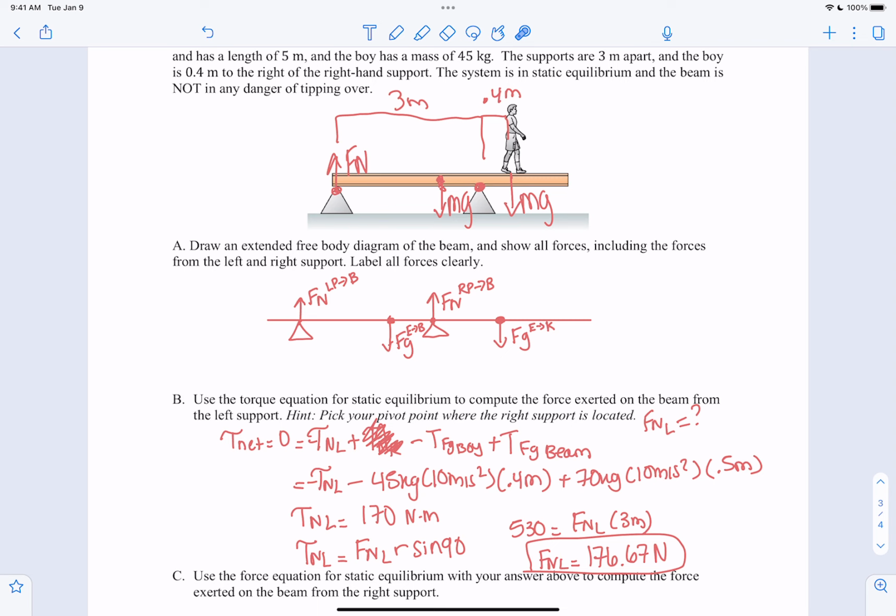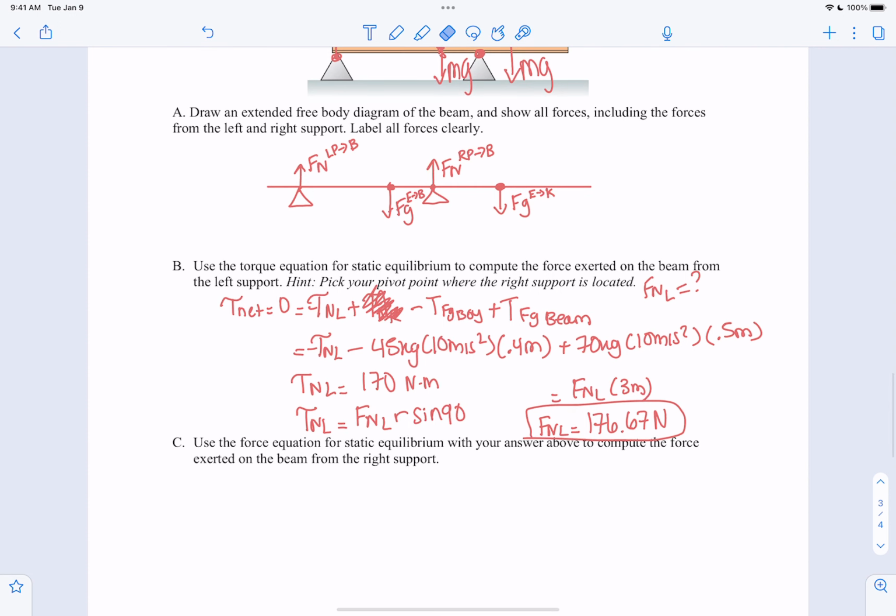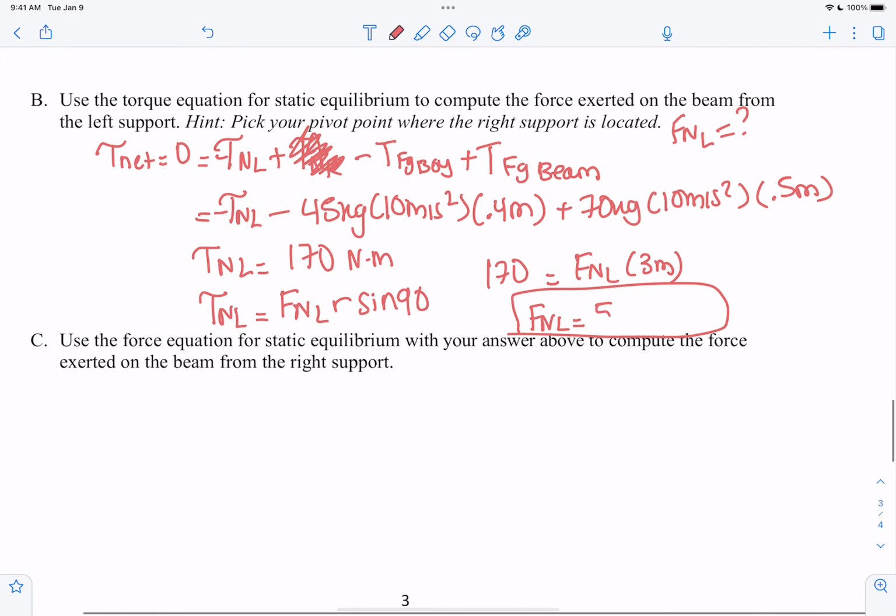Counterclockwise for the beam. That's positive beam, negative buoy, and then the left support goes in the clockwise direction. So that should be negative as well. So you end up with 170 Newton meters, okay. So this should be 170, right? That should be 3 still, but instead of 176 newtons, it should be 170 divided by 3, so this is 56.67 newtons, I guess.